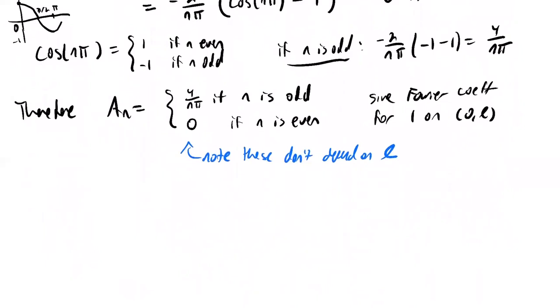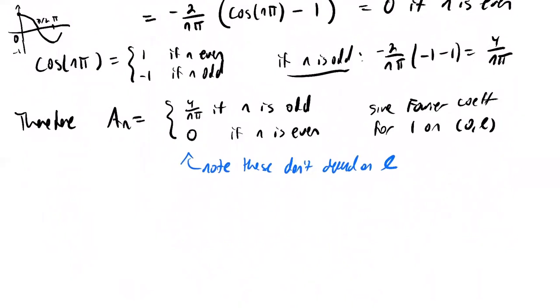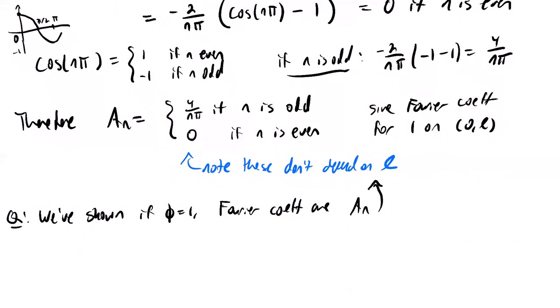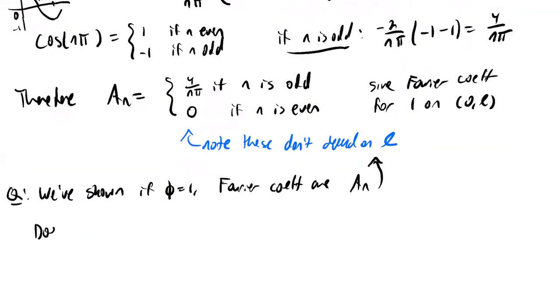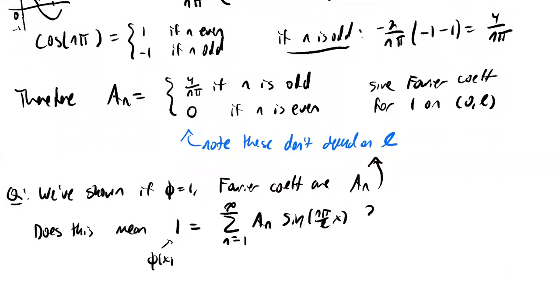To end the lecture, I just want to finish with a question, which is related to the big question in the study of Fourier series. We've calculated these coefficients, so we've shown that if phi is equal to 1, the Fourier coefficients are an as above. And so the question is, does this mean that the function 1, this is my phi of x, is equal to the infinite sum from n equals 1 to infinity of an times sine of n pi over L x?